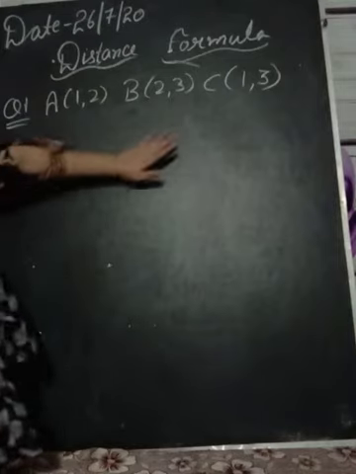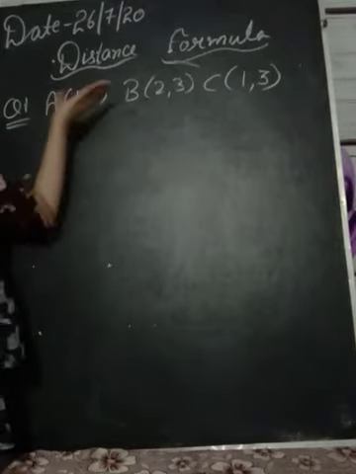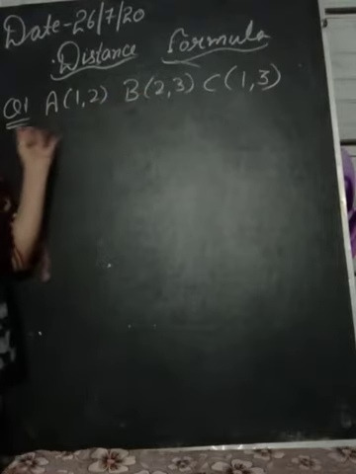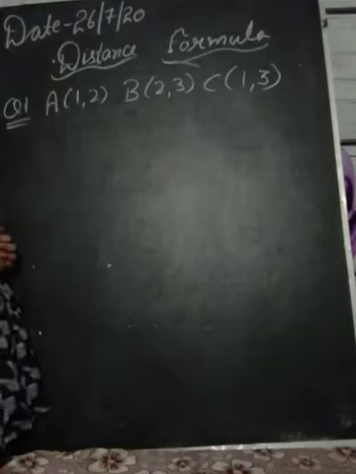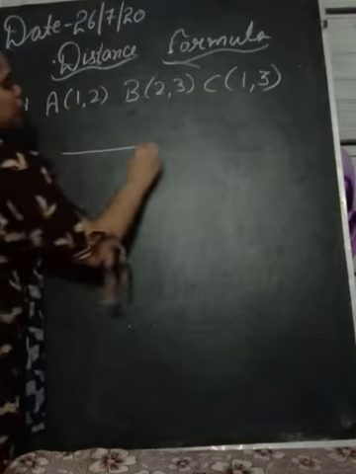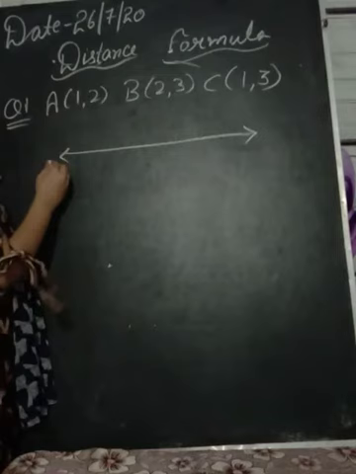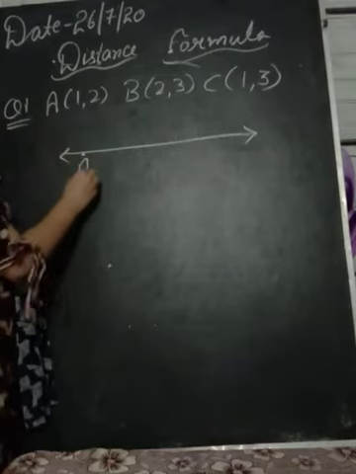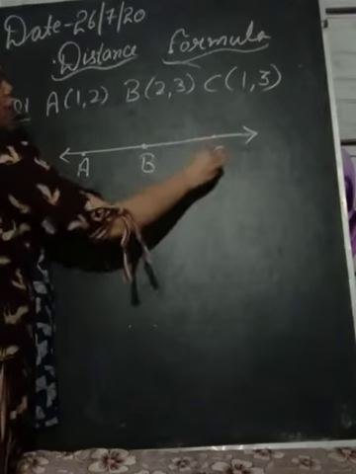So now, my dear students, we have one example where we are given 3 points and we have to prove these 3 points are collinear. So how can we prove these points are collinear? First I will tell you how we can show the points are collinear. For example, here A point is given, here B point is given, and here C point is given.